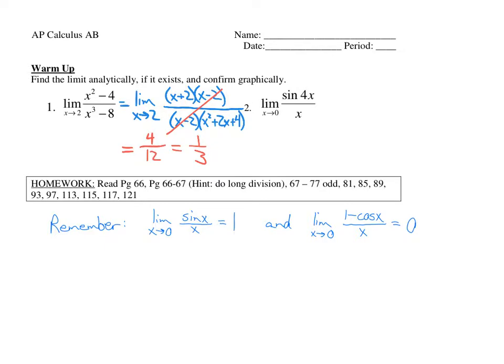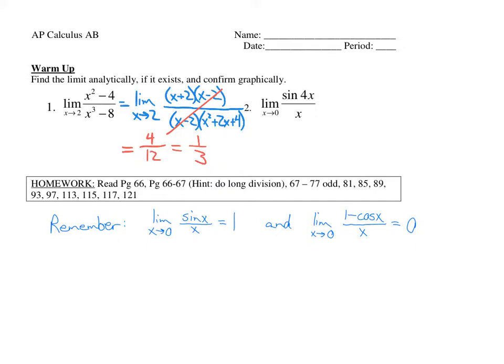Alright, so there's number 1. Now, down here I've reminded you of the two properties, the two limits that I told you yesterday you'd need to memorize. So with those in mind, look at number 2 up here. The limit as x approaches 0 of sine of 4x over x. What do you think we do with this?